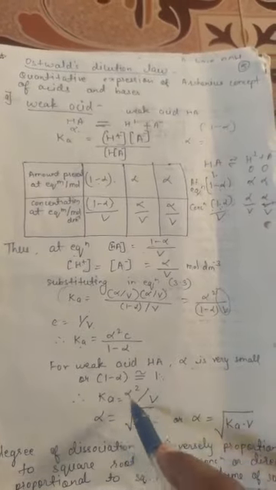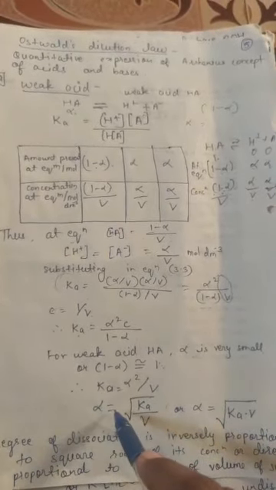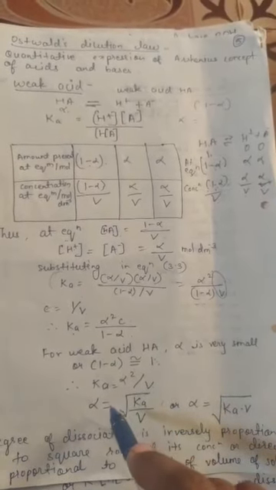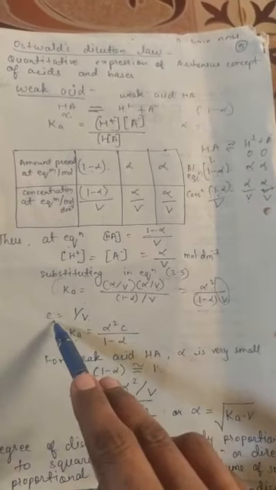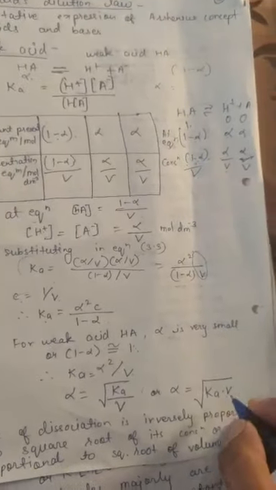So, if you rearrange the equation, alpha squared is Ka upon V. When the V goes to the other side, it becomes a square root. So alpha equals the square root of Ka upon V, or, as 1 upon V is equal to C, alpha will be equal to the square root of Ka into C.